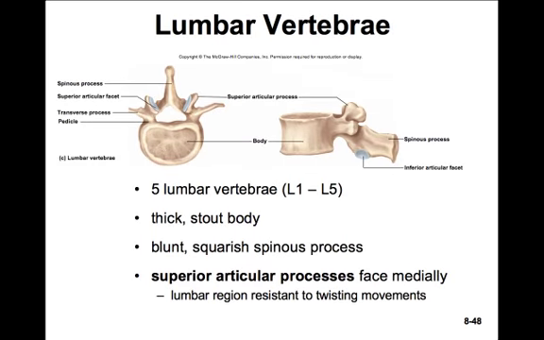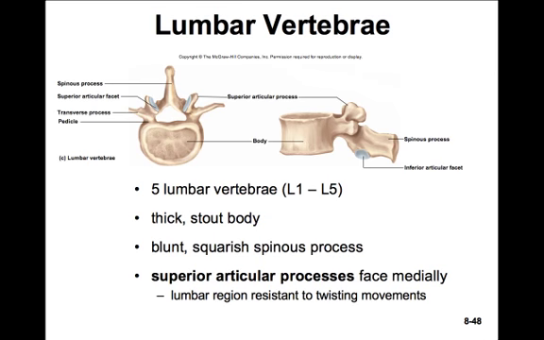The lumbar vertebrae, number 5, L1 through L5, are characterized by a very thick, stout body. This is how we can tell a lumbar vertebrae from any other. They have a much shorter spinous process, and it's pretty square. The costal facets are no longer there because obviously there are no ribs to articulate with.